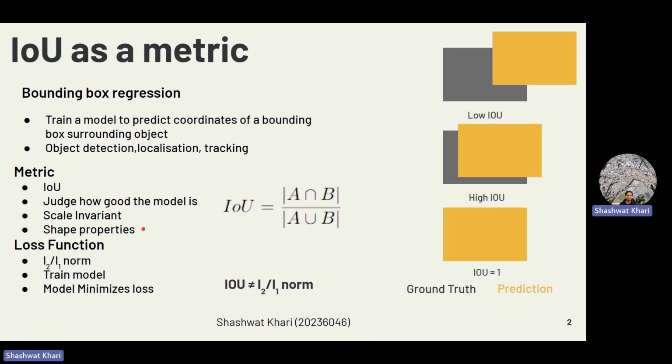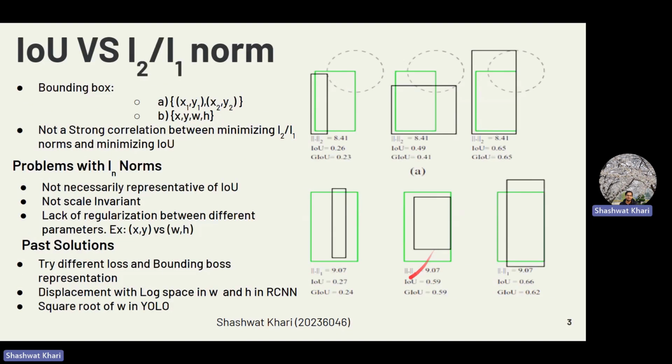and it captures nice shape properties, right? But what happens normally is that when people train the model, instead of using IOU, they use L2 and L1 norms to train the model, right? While IOU is still used as a metric to judge how good the model is performing, right? Inherently, the model just learns to minimize an L2 and L1 norm and not essentially maximize IOU, right? And that is what the authors of the paper realized. They realized that there's perhaps not a strong correlation between minimizing L2 and L1 norms and maximizing the IOU, right?